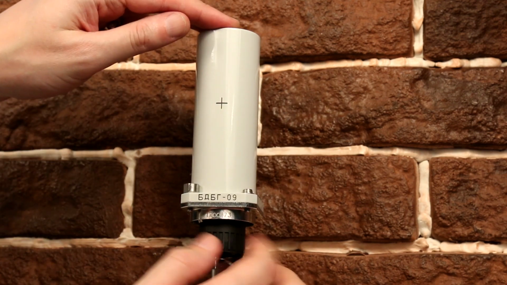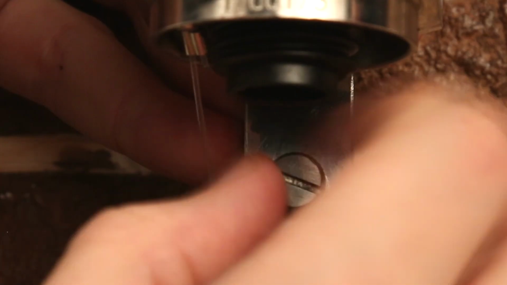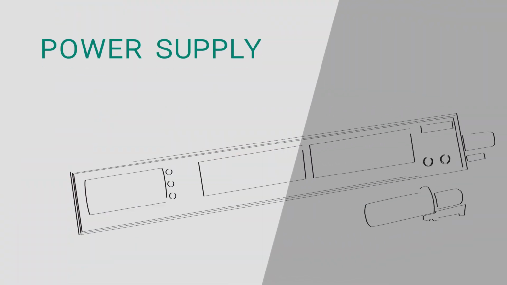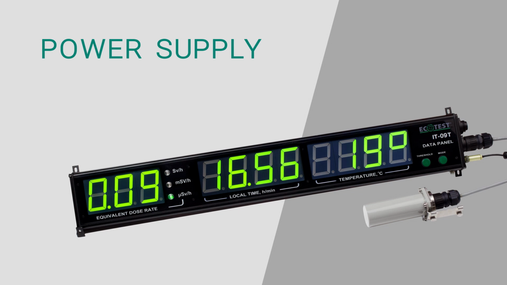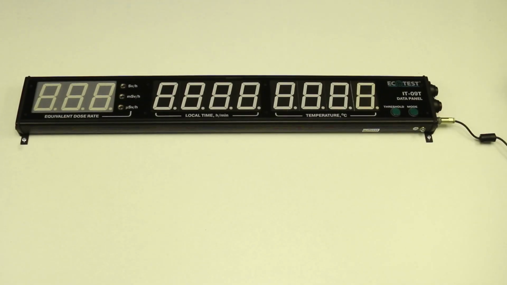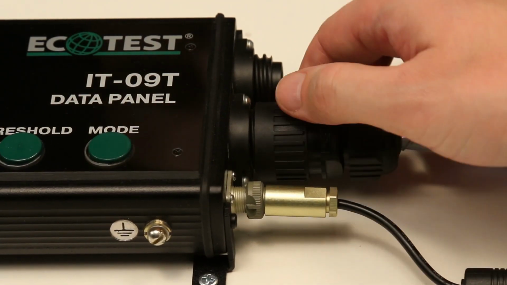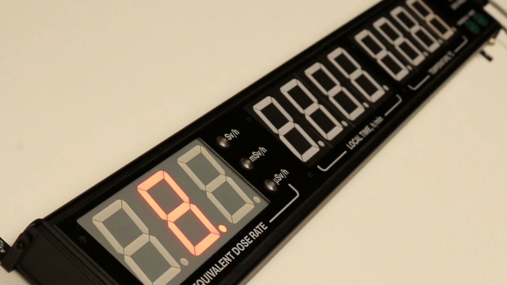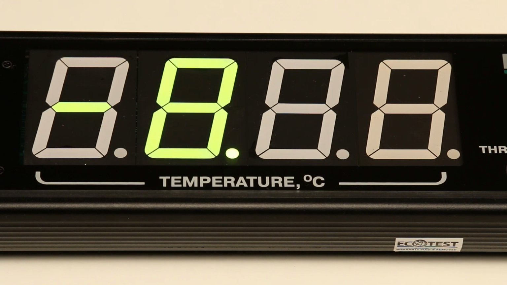Attach the bracket with a hook up, place the detecting unit on it, and attach the cable. Connect the power adapter and the detecting unit BDBG-09 to the appropriate connectors of the data panel. Turn on the power adapter to 220 volt network. The display will be self-tested and the device will turn on within 15 seconds. The panel always begins operation in the mode of display of the measured dose rate of gamma radiation, real-time and temperature.